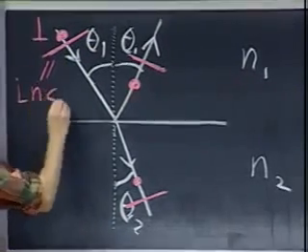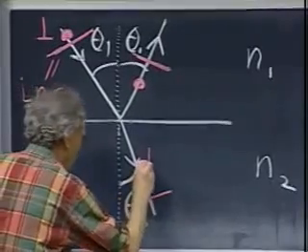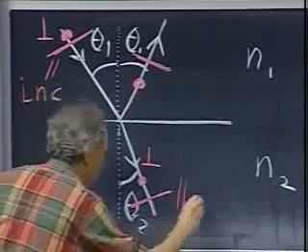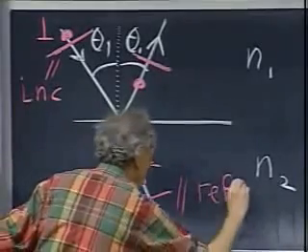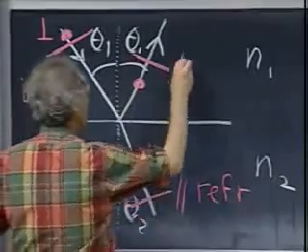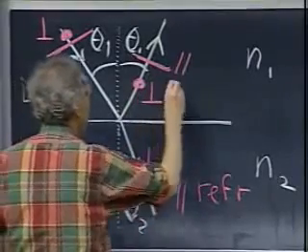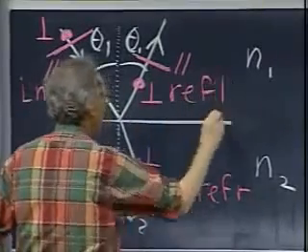And this is, of course, the incident beam. So this one we call the perpendicular component. This one we call the parallel component. And this is now of the refracted beam. This is the parallel component. This is the perpendicular component of the reflected beam.